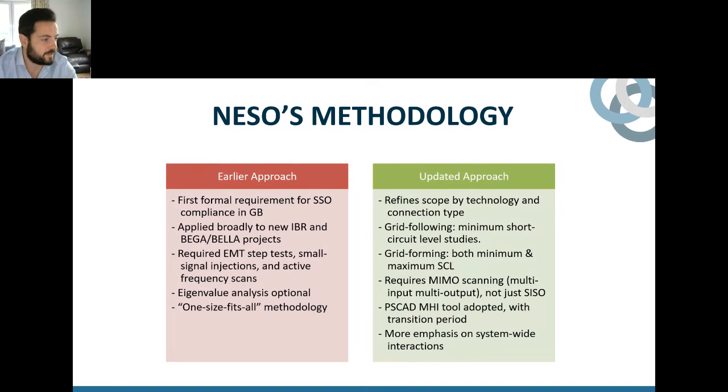It also standardizes the use of a specific tool, so PSCAD, MHI. Overall, the methodology is becoming more refined, more system-oriented, and more tailored to specific technologies being connected.